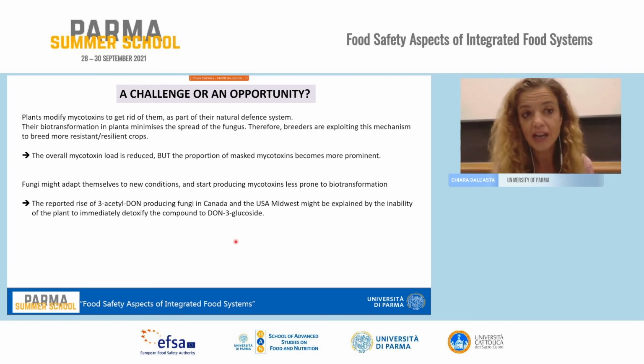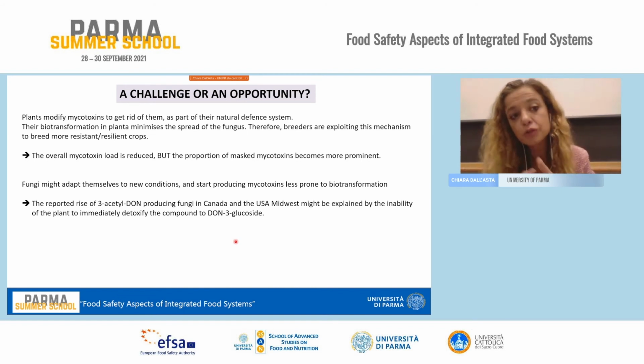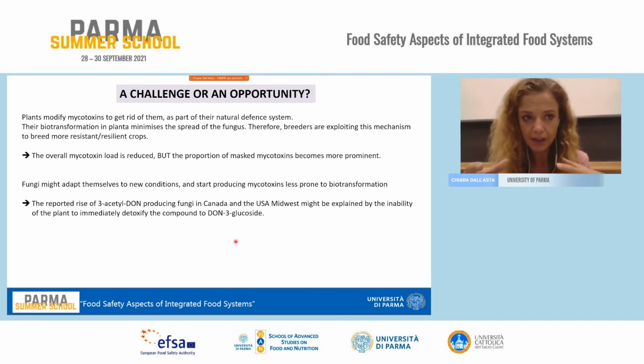Even fungi, which are important actors, may adapt to the environment. So they may adapt themselves and their biosynthetic processes to the new bred plants. We already have some reports about fungi that have changed the spectrum of mycotoxins to produce mycotoxins less prone to being biotransformed by the plant. So, you know, it's a war, and there are two living organisms that are interacting, and we are right in between, and we have to understand what is going on.